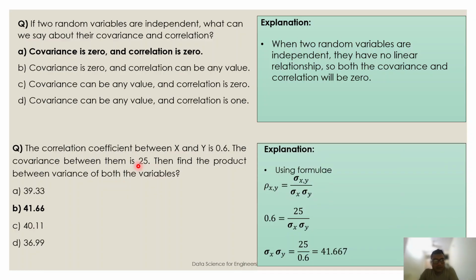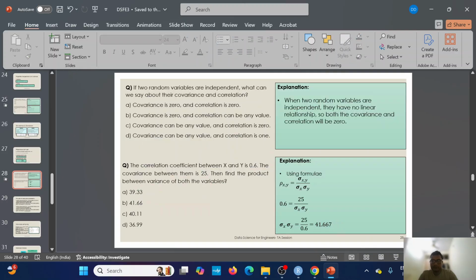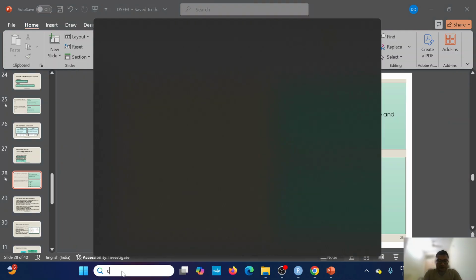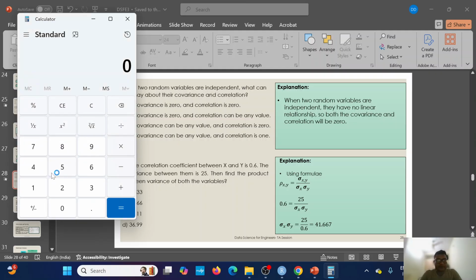It's answer B. So this is how it is calculated. Here you have 25, which is your covariance. 0.6 is the correlation coefficient. I asked you to use the product of these two, so I flip it: 25 divided by 0.6 is 41.6667. Someone answered D, 36.99. I don't know why you answered that. Let me check in the calculator. Maybe it's 25 by 6.